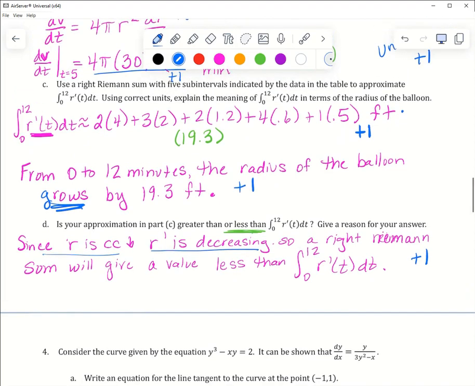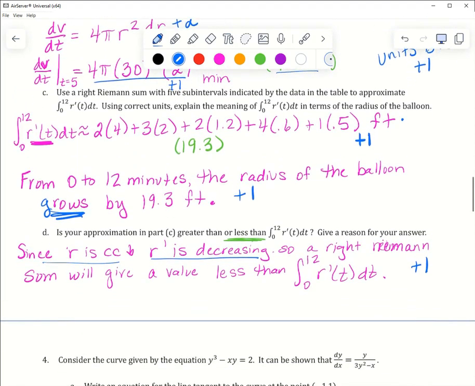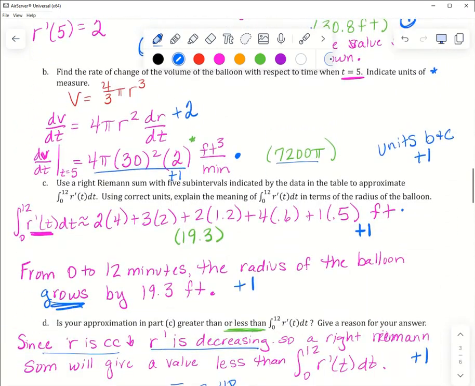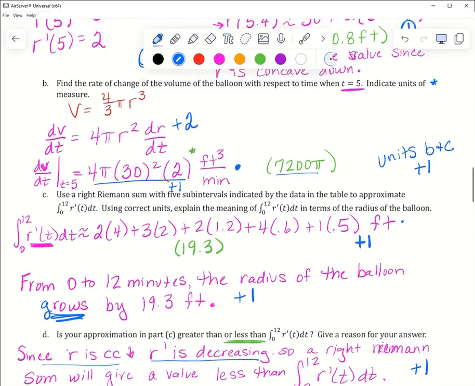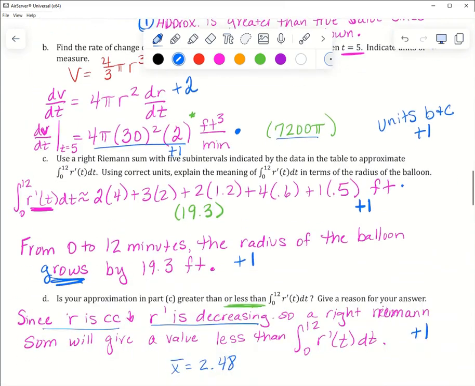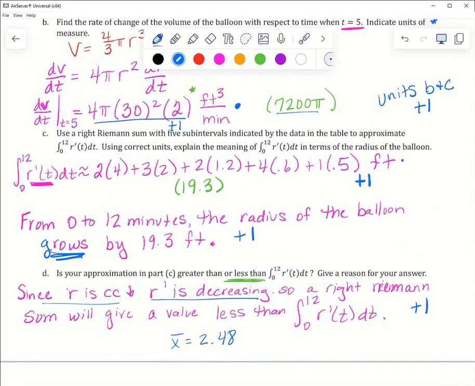And there are your 9 points. I will tell you the average on this one. Oh, come on, guys. The average on this bad boy was 2.48. Come on. You can get 2.48. Shoot, you can get a lot more than that, and a lot of you did. So you did a great job. 1, 2, 3, 4, 5, 6, 7, 8, 9 points. Some of you got all 9 on those. So good job. All right.